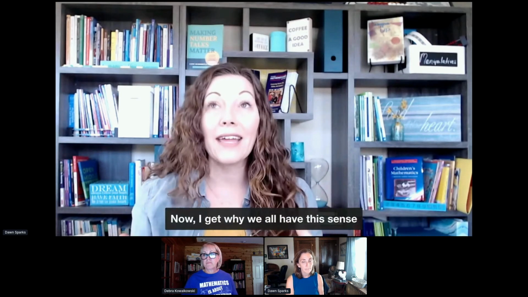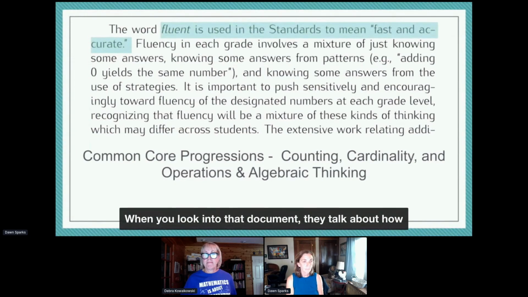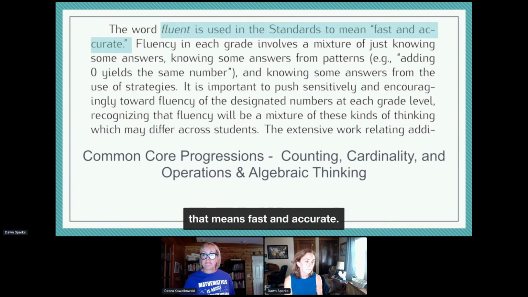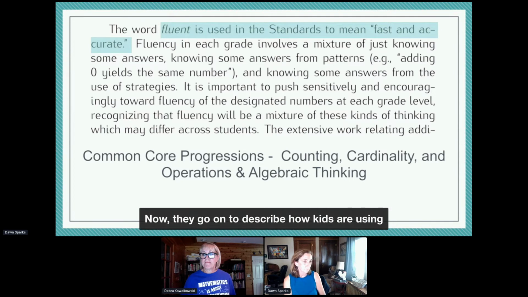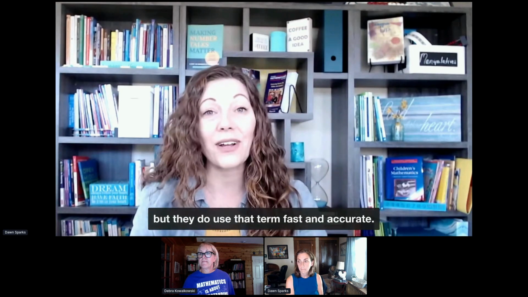Now, I get why we all have this sense of associating the word fluent with fast. It is even in the Common Core progressions. When you look into that document, they talk about how when they use the term fluent in the standards, that means fast and accurate. Now, they go on to describe how kids are using some facts that they just know, they're using patterns, they're using strategies, but they do use that term fast and accurate.